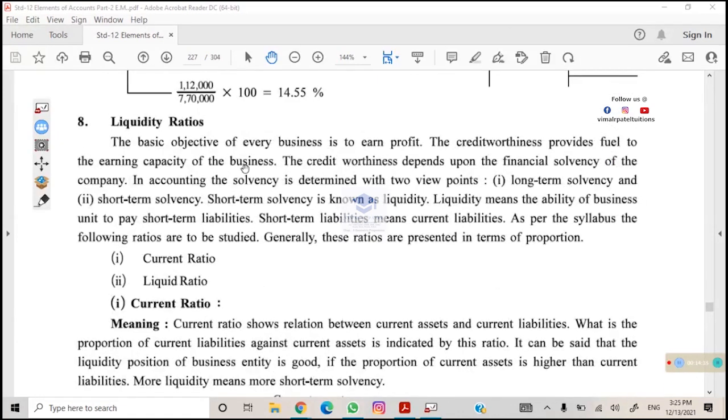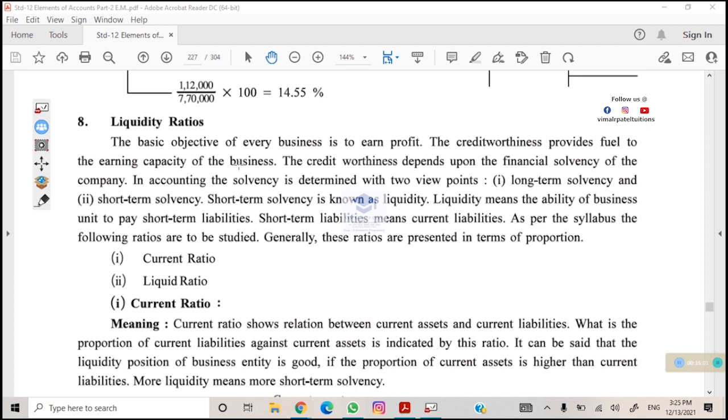Now, liquidity ratio. Every business has the main objective to earn profit. The credit worthiness of business provides fuel to earning capacity. So it is very important to maintain liquidity. Liquidity means the firm must be able to pay its regular expense, regular bills, regular dues on time.